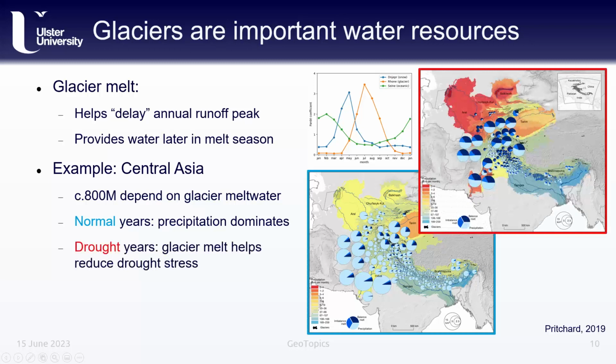In drought years, we see first that the size of the pie chart has shrunk, right? So there's less water available overall, but glacier melt has actually expanded to be a much larger portion of the available water. So it helps to buffer some of that drought stress that's occurring. And so as we're seeing more and more glacier melt, what we are seeing is that at least in drought years, there is a little bit of an offset.